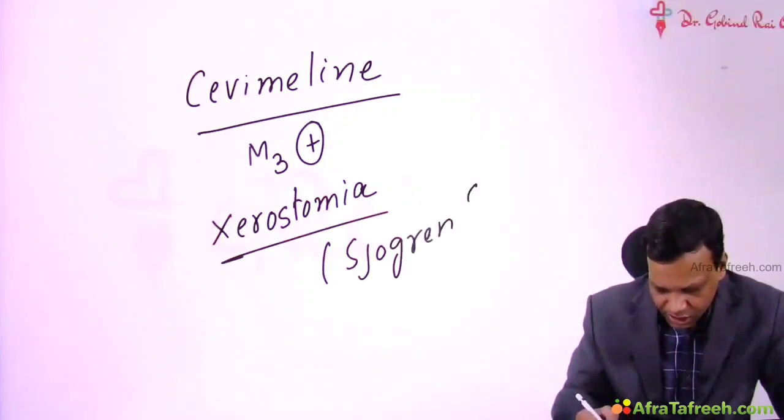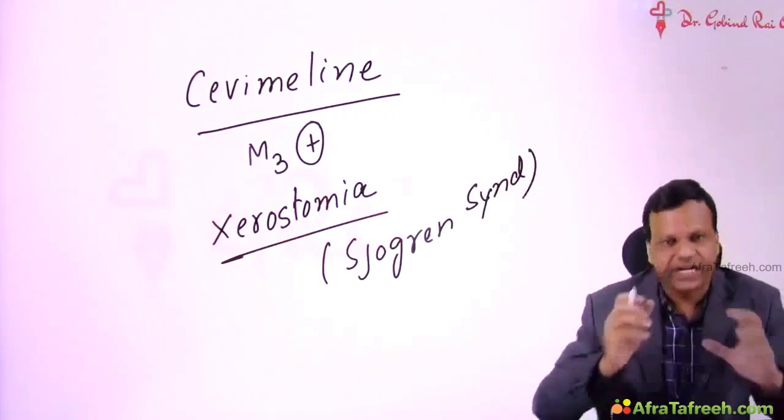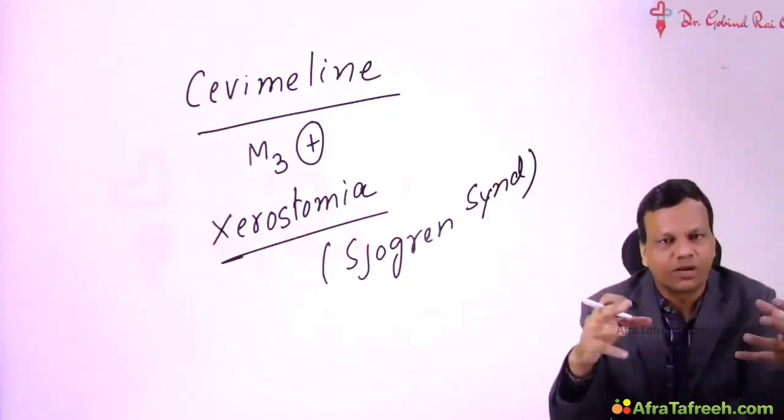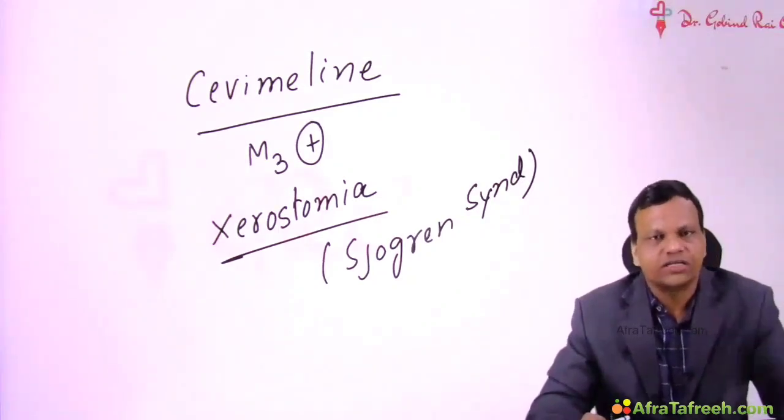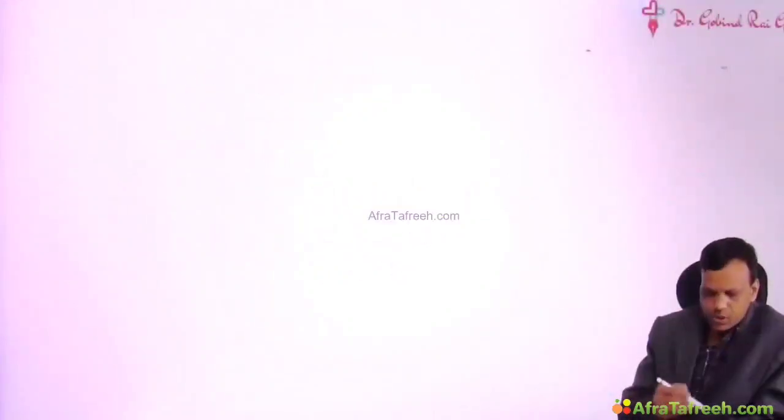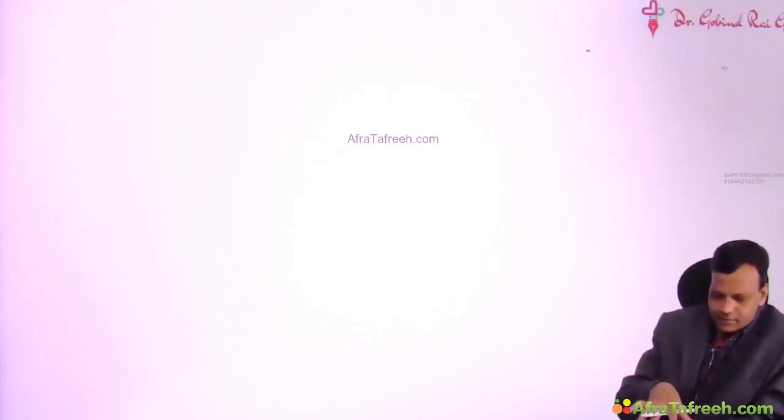Sjogren syndrome is a condition which is characterized by dryness. Glands are not able to work properly. So cevimeline is used to treat xerostomia in Sjogren syndrome. This is the only thing you need to remember about directly acting drugs. Now we'll move to indirectly acting drugs.